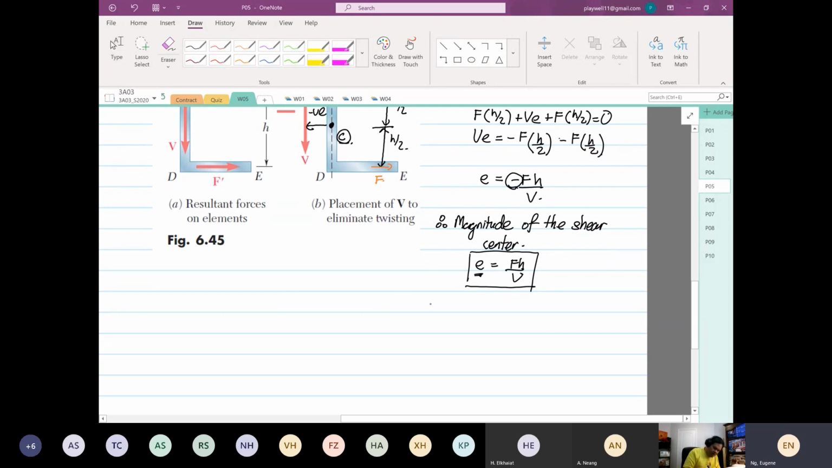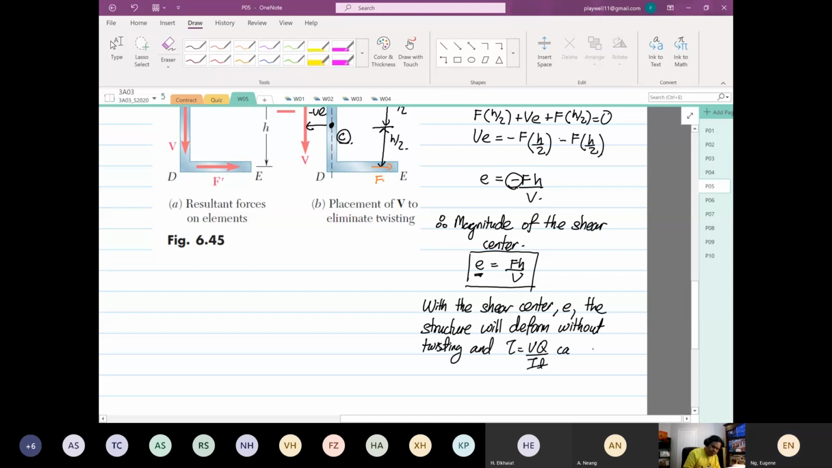Once you have E, with the shear center E, the structure is deformed without twisting, and tau equal to VQ over IT can be applied. This is the most important thing. So we are not going to learn any new formula. We're just going to offset it, and then we can apply VQ over IT.